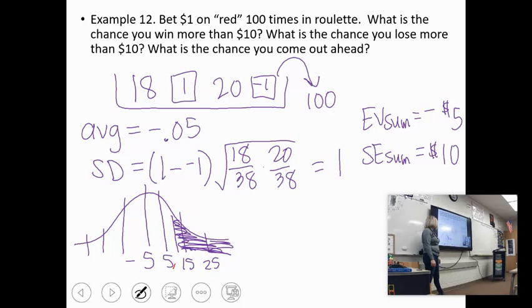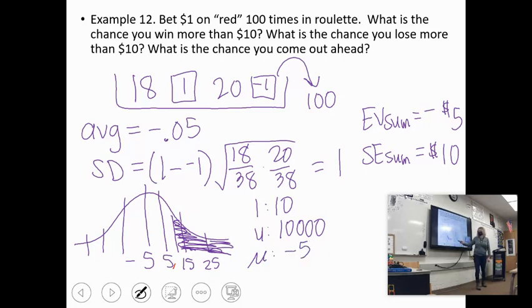So menu 652, what's going to be the lower bound? 10. What's the upper bound? 10,000. Yep, just a really high number. What's the mean? -5. And what's the SD or the standard error? 10. All right, let's see how close we were. Ooh, 6.68. So that 5 is a good guess.